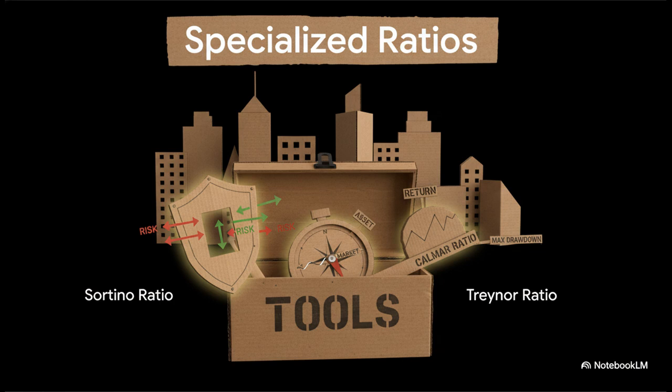For example, the Sortino ratio. It's basically the fix for that big flaw we just talked about. It only cares about the bad volatility, the downside risk. Then you have the Treynor ratio, which is great for big, diversified portfolios because it measures performance against the risk of the overall market. And for those of us who are most worried about the absolute worst-case scenario, the Calmar ratio hones in on the single biggest drop an investment has ever experienced. Each one of these tools gives you a different and really crucial piece of the puzzle.